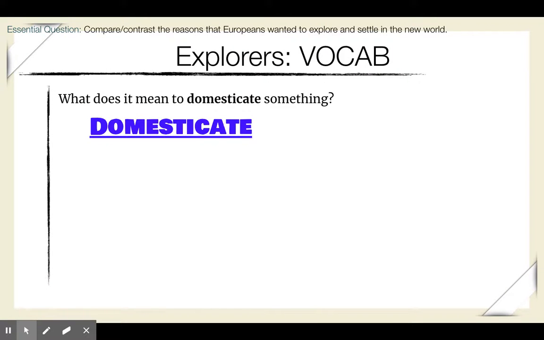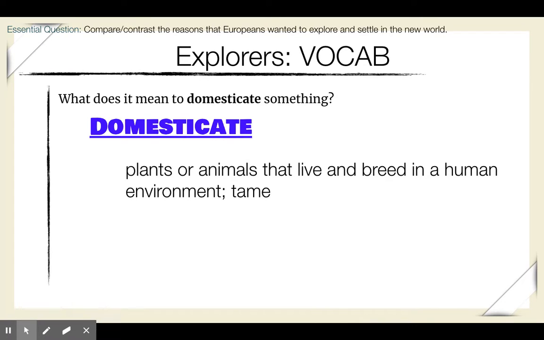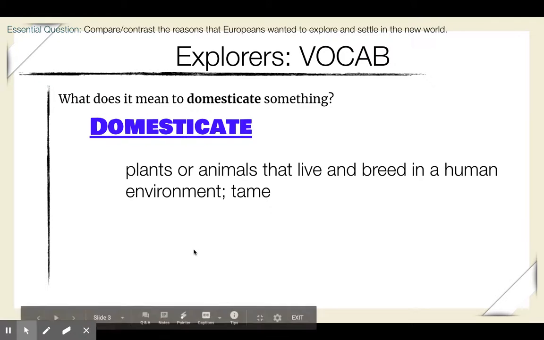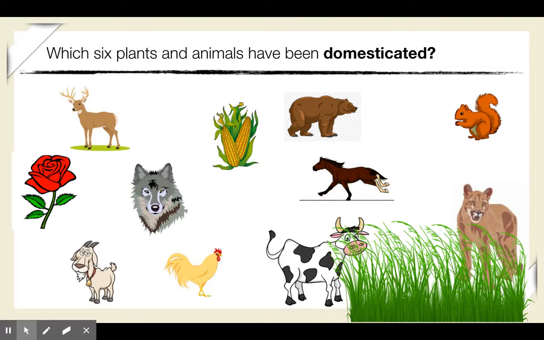This is a word that you guys already know and are familiar with. So when you tame something, a plant or an animal that lives in the wild, and it's bred and learned to survive in a human environment, we call that domesticate. I want you to take a look at this picture and name 6 plants and animals that have been domesticated. I'll give you 10 seconds.